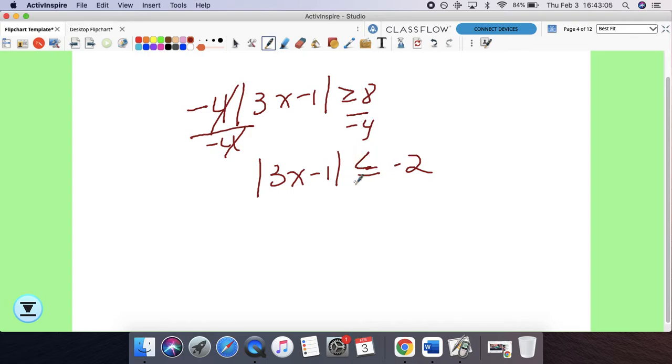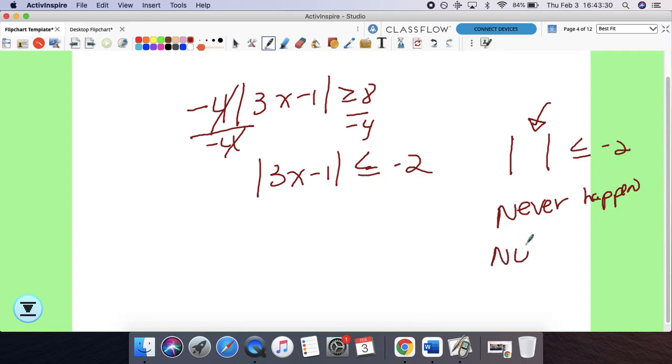So again, this is similar to a previous question. I forget which number it is. Think about it. When is the absolute value of a number less than a negative value? Think of a number that I can put in here, take the absolute value, and it's going to be less than or equal to negative 2. That will never happen. Never. Because every single number I take the absolute value of will be greater than negative 2. So since it never happens, there's no solution.